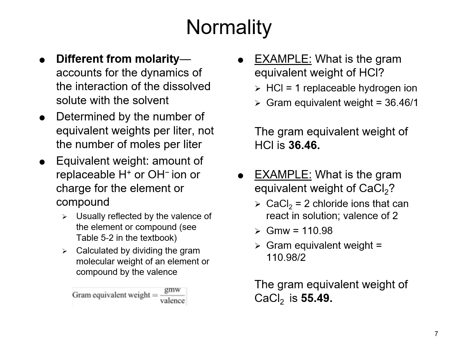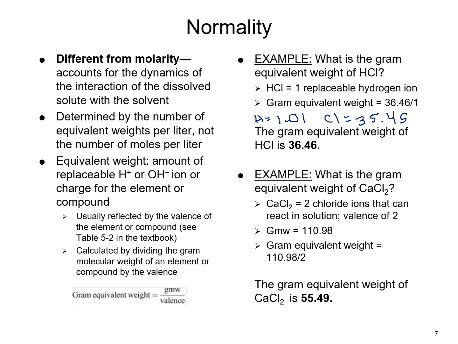So let's do an example where we try to determine the gram equivalent weight of hydrochloric acid. So we've got to get that gram molecular weight first. If we look at our periodic table, hydrogen is going to be 1.01, and chlorine is equal to 35.45. So when you add those up, that's what's going to give you the 36.46.